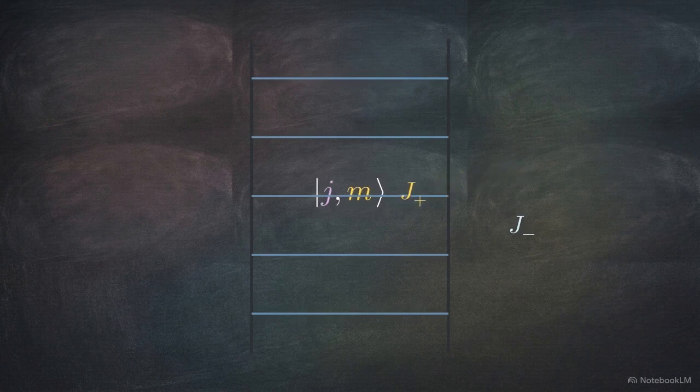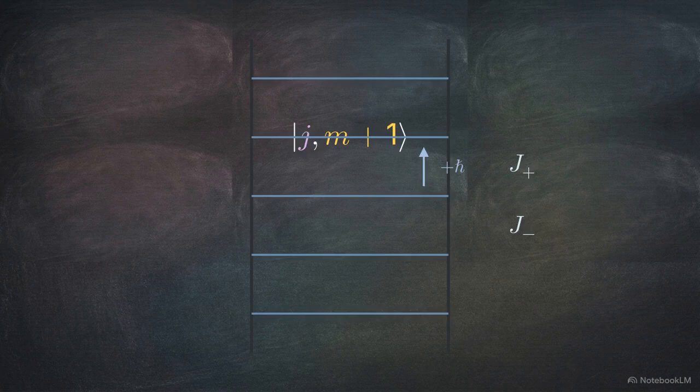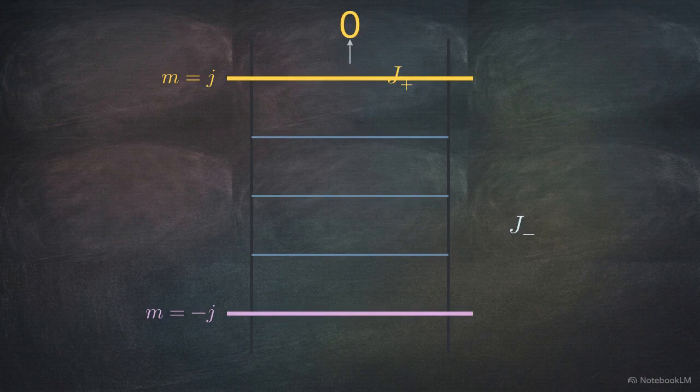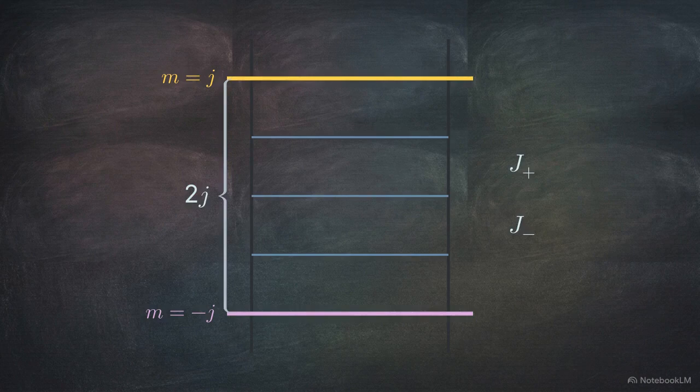The algebra also generates ladder operators, J plus and J minus. Applying the J plus operator to our state increases the z component of angular momentum, the m value, moving the state up by exactly 1 unit of h bar. But the system has finite total angular momentum. This ladder cannot climb infinitely. There must be a maximum ceiling where applying J plus yields 0, setting a top rung at m equals j. Likewise, there is a minimum floor where m equals negative j.